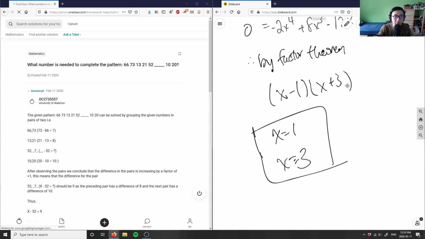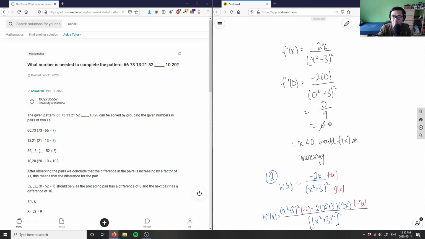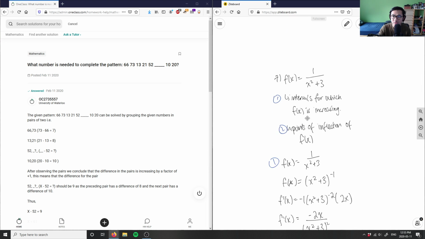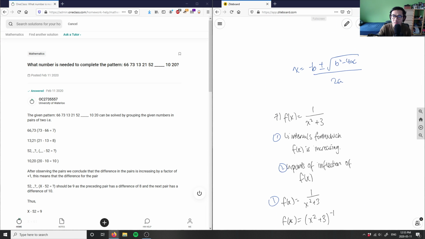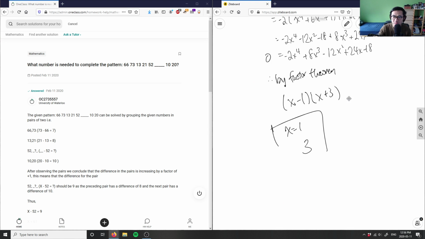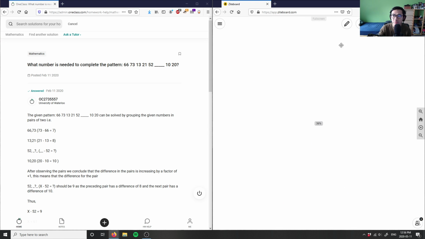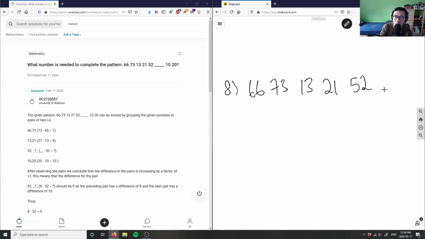I don't think I have enough time to go through the other ones because this was a very, very long question. This was number 7. Maybe I'll just try to do number 8 for the sake of time. I'll try to finish off number 8 here. Maybe I'll just look at the solution and help verify this. It says, what number is needed to complete the pattern. So I have this pattern of 66, 73, 13, 21, 52, blank, and then 10, and then 20.